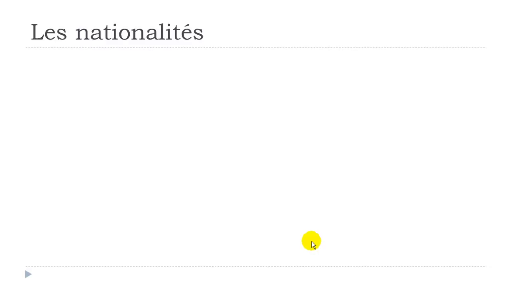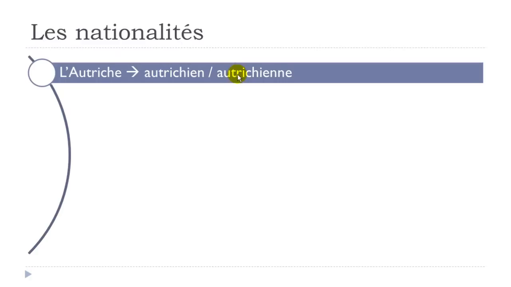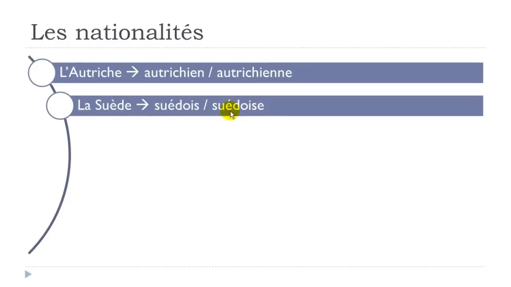L'Autriche, autrichien, autrichienne, so same thing here, you get E and then double N, you open the E, autrichienne, okay? Autrichien, autrichienne. La Suède, suédois, suédoise. Okay? Suédois, suédoise.